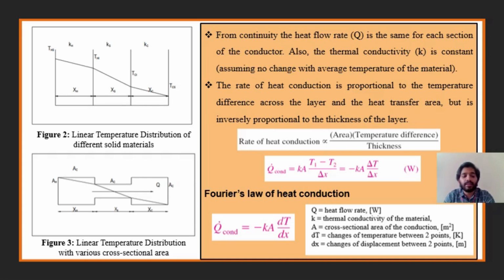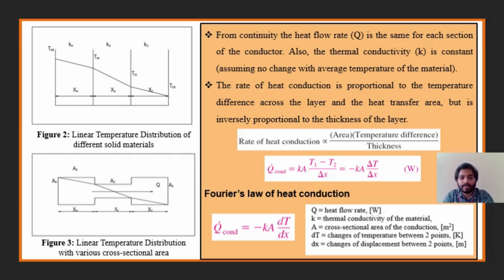In figure 3, we can see the linear temperature distribution with various cross-sections, which has some differences. This concludes that the rate of heat conduction is proportional to the temperature difference across the layer and the heat transfer area, but is inversely proportional to the thickness of the layer.